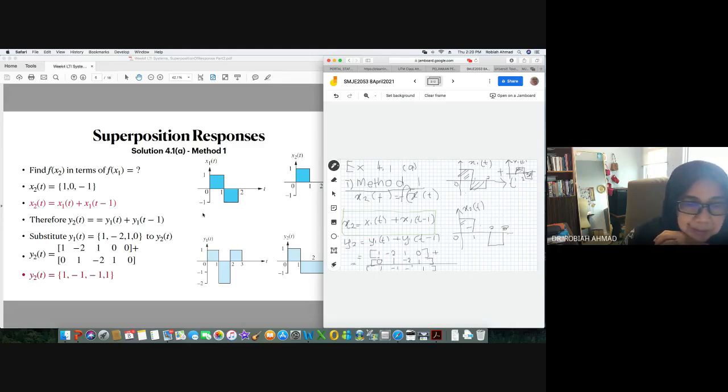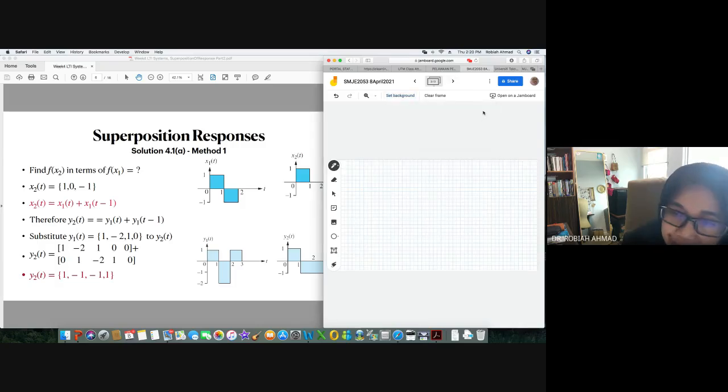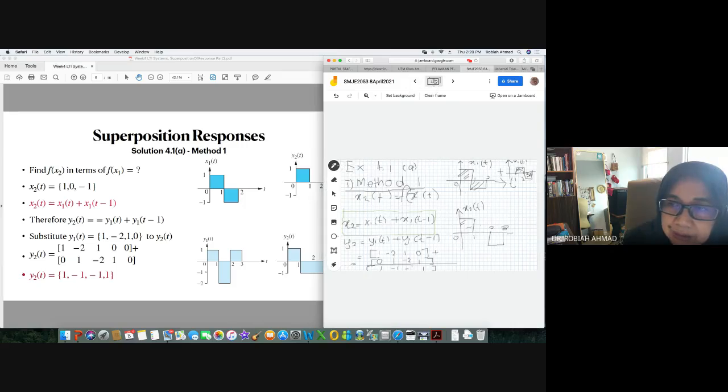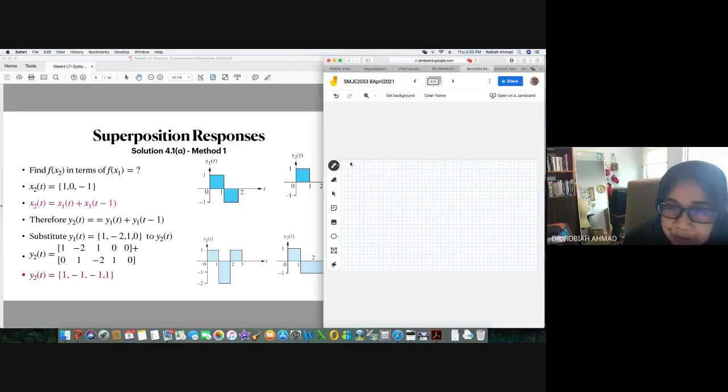The other method is to look at the relationship of the input and output. Hopefully my Jamboard does not freeze. Is it frozen again? Class? No, Doctor. Okay.